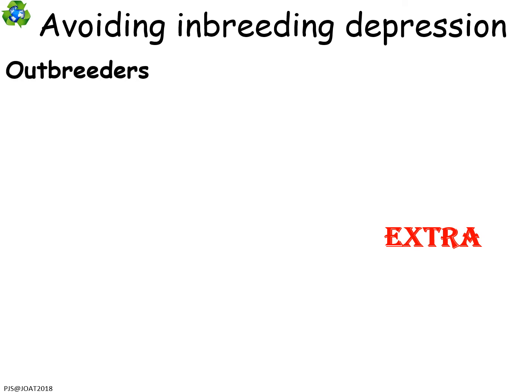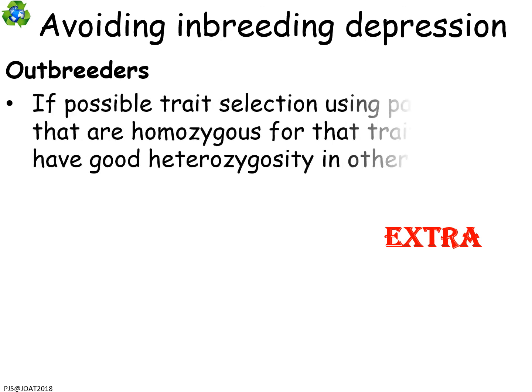Okay, so if you have a group that you're now starting to worry about the potential for inbreeding depression, then you may be able to take parents that are homozygous for the thing you were looking for originally, but have good heterozygosity in everything else. So basically you're avoiding inbreeding depression by literally stopping inbreeding, taking an organism which is from a distant relationship to the one that you're looking at, bringing it in.